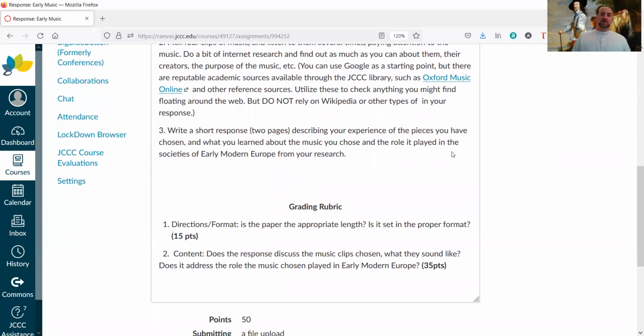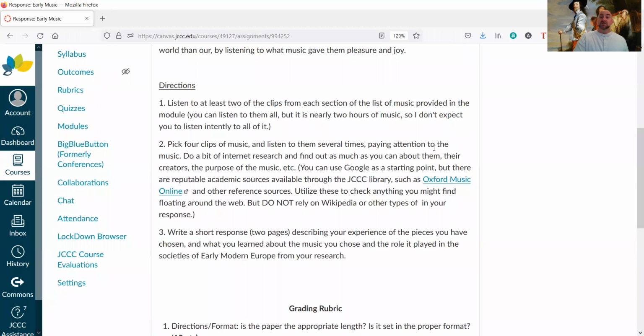Then write a short response describing your experience of the pieces, but also what you learned about the music you chose from your research, and what type of role it played in the societies of early modern Europe. What does this type of music do for these people? The role of music changes. It's not totally constant from age to age.